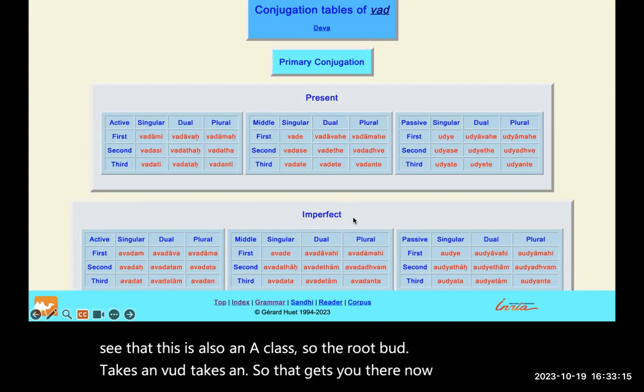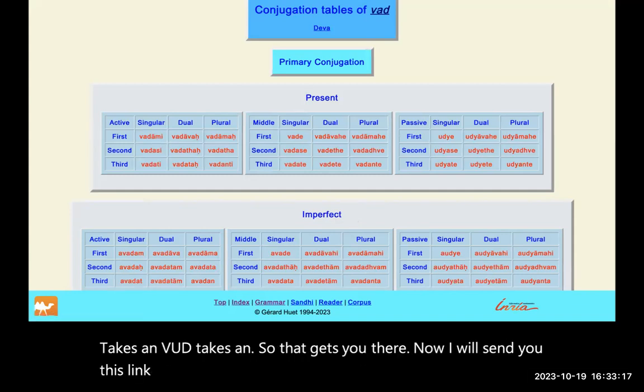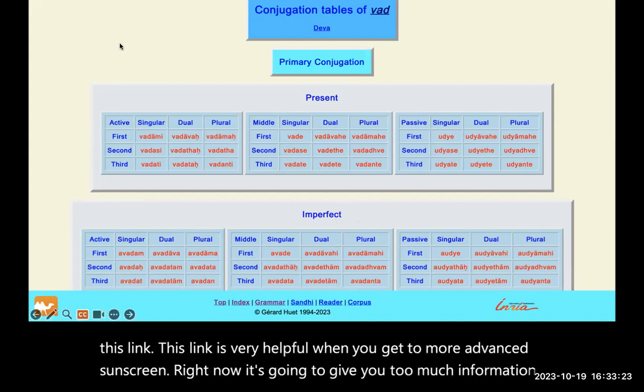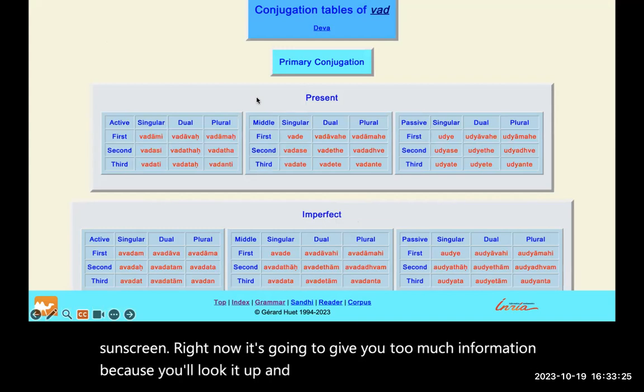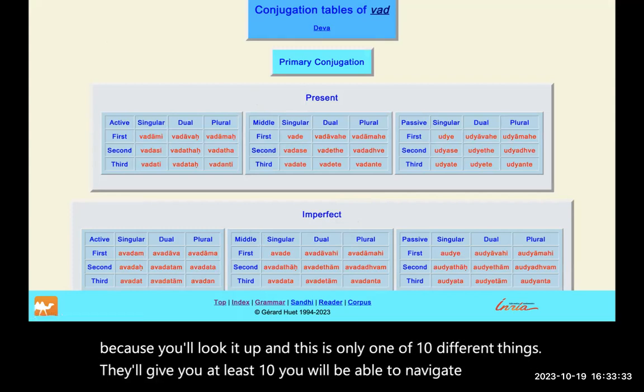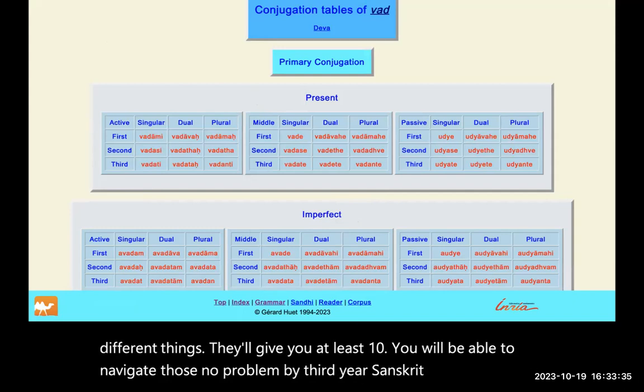Now, I will send you this link. This link is very helpful when you get to more advanced Sanskrit. Right now, it's going to give you too much information, because you'll look it up, and this is only one of at least 10 different things they'll give you. You will be able to navigate those no problem by third year Sanskrit, but you're not there yet.